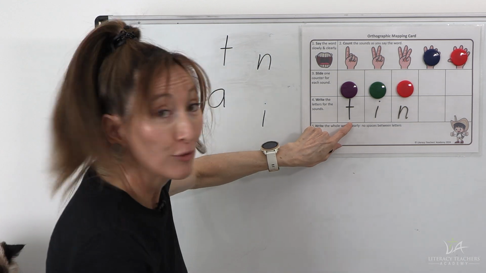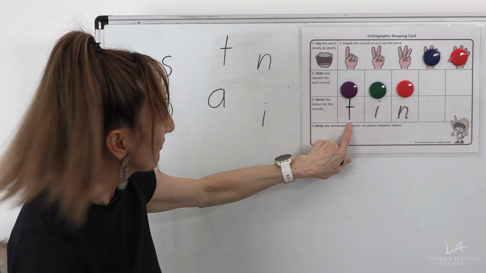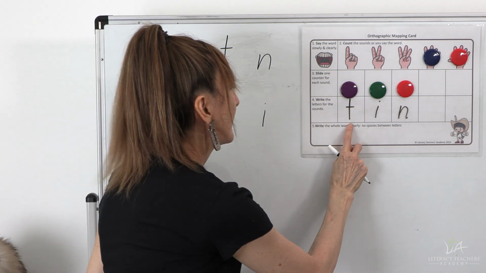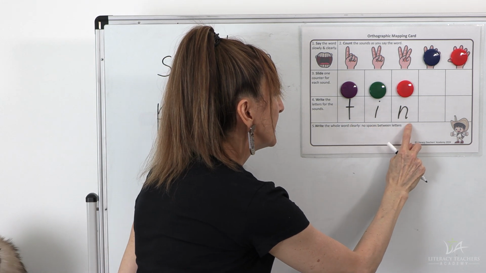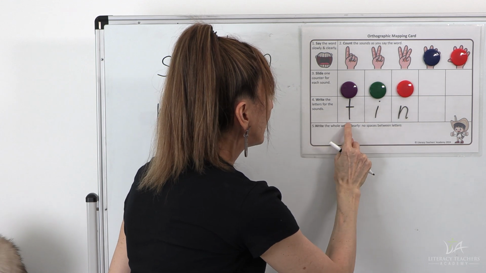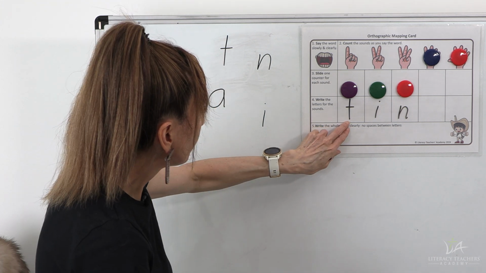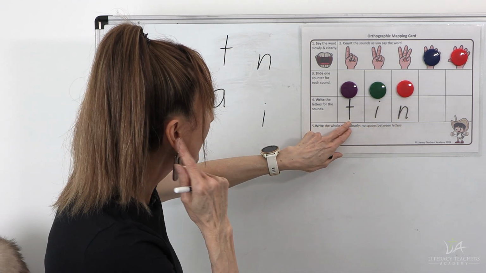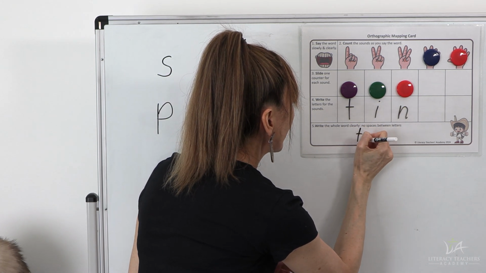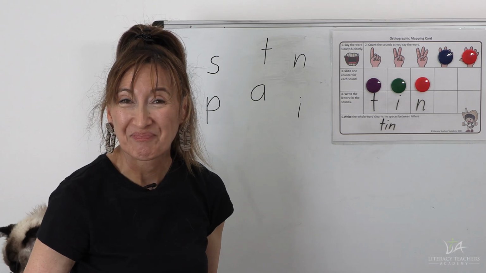Now, I'm going to look through the word. So we put our finger underneath the letter, but be careful not to cover the letter up or you won't be able to see it. T, in, T, in. I'm locking my eyes on the letters while I look through the word. T, in. Does it match? Does what I see match what I hear? T, in. Yes, it does. I'm going to write it down the bottom with no spaces between the letters.